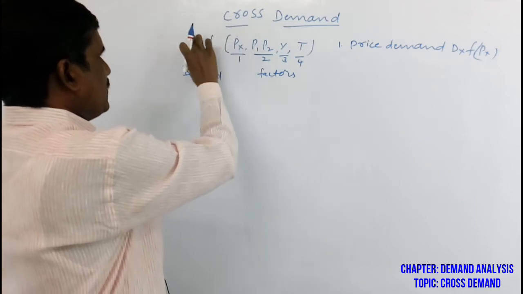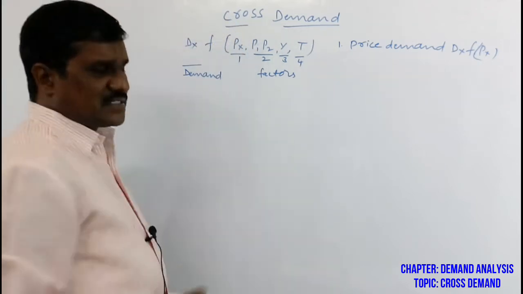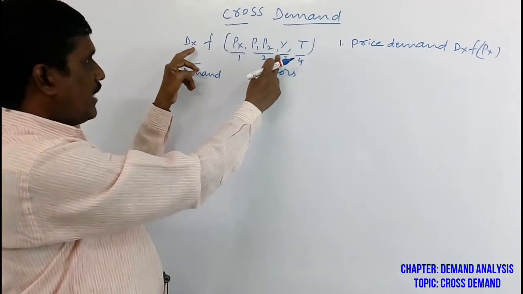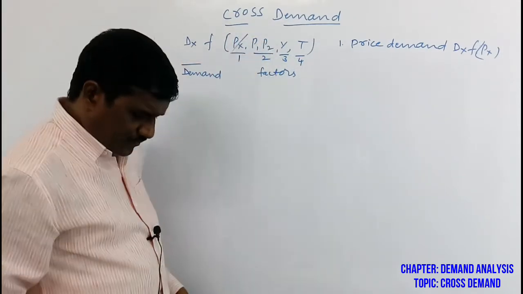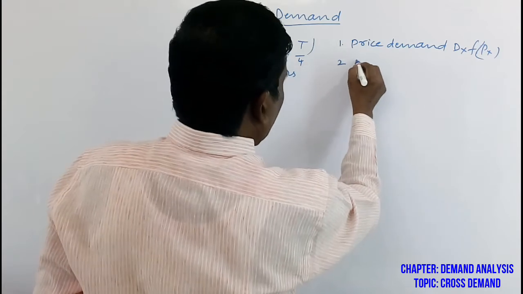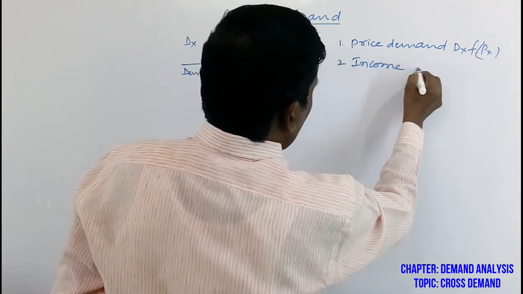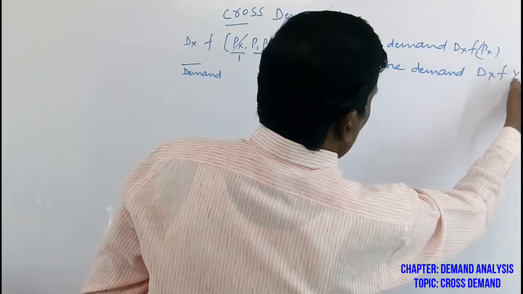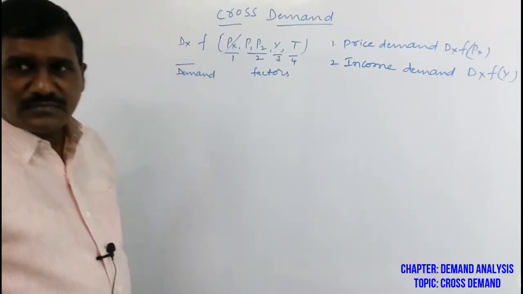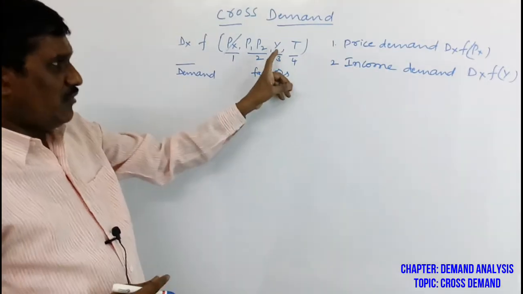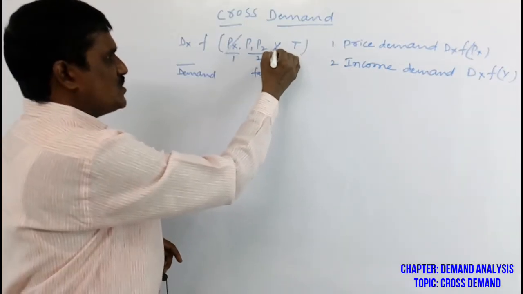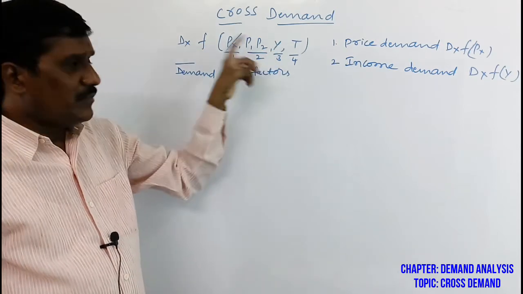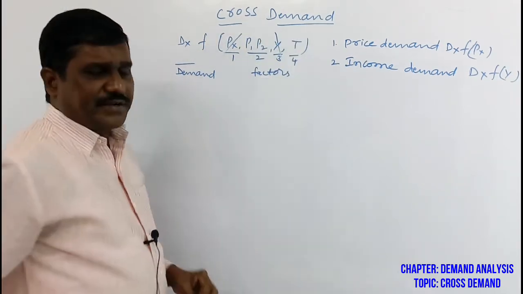This concept analysis was completed in the last class. Then the second one also completed: income demand. Dx = f(Y). The relationship between Y and Dx, income and demand. So the second is also completed.